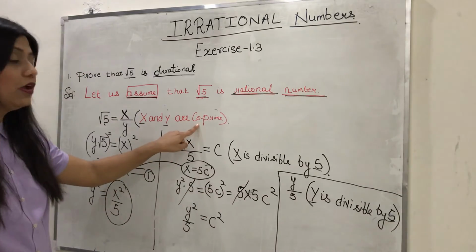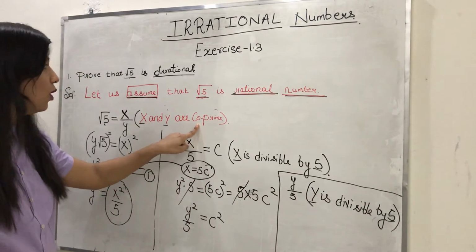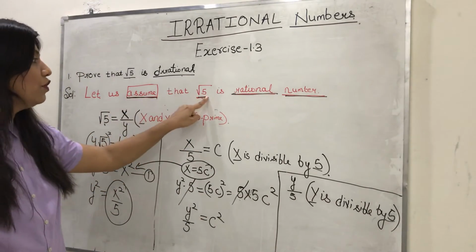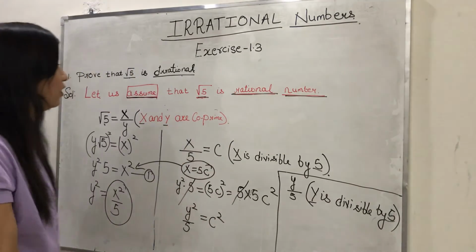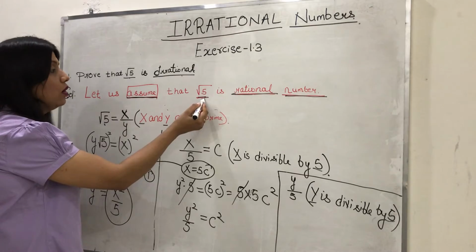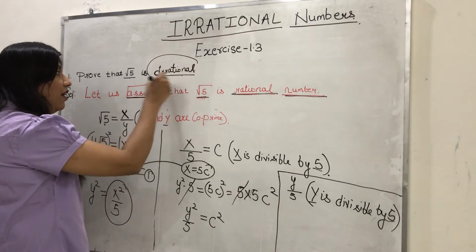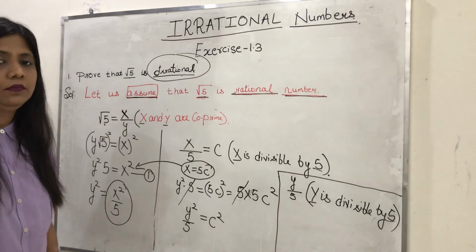So why is it coming wrong? Because our assumption is wrong. Our assumption that root 5 is a rational number is wrong. So root 5 is an irrational number. Okay.